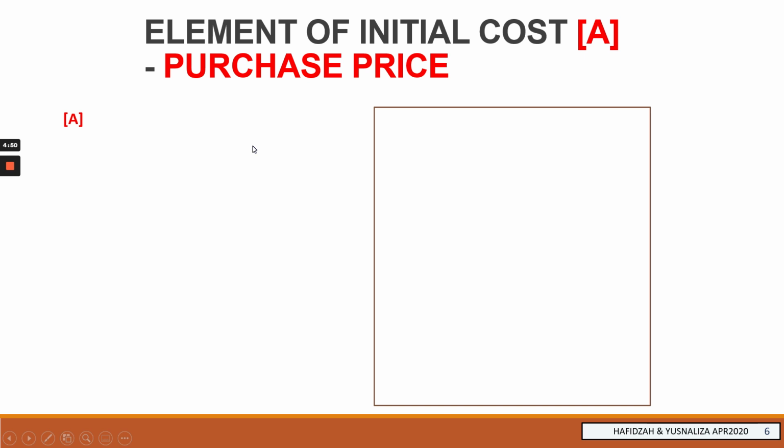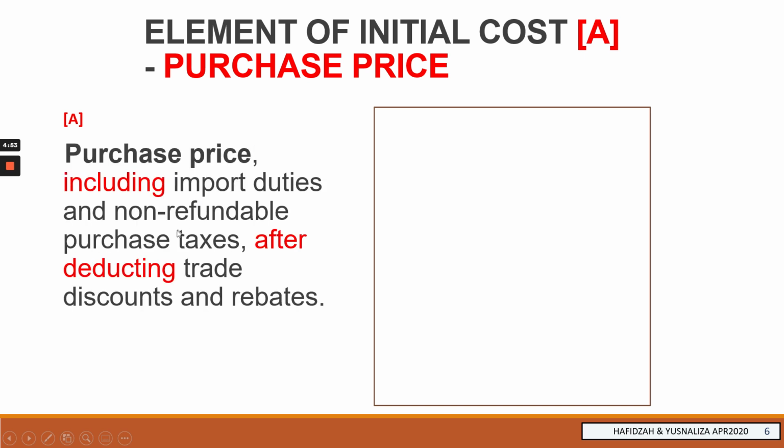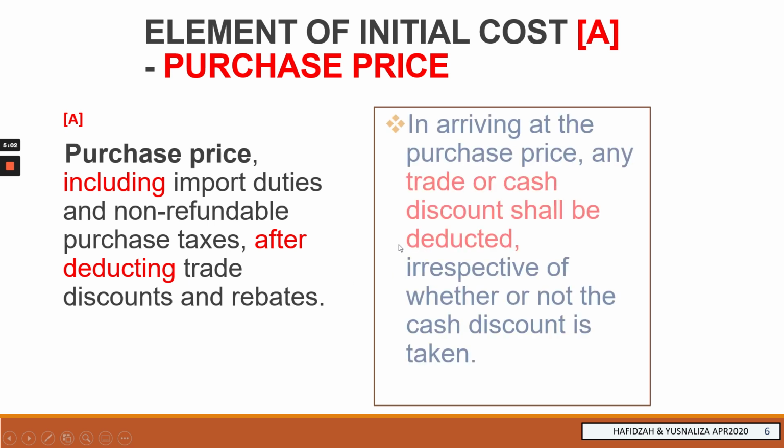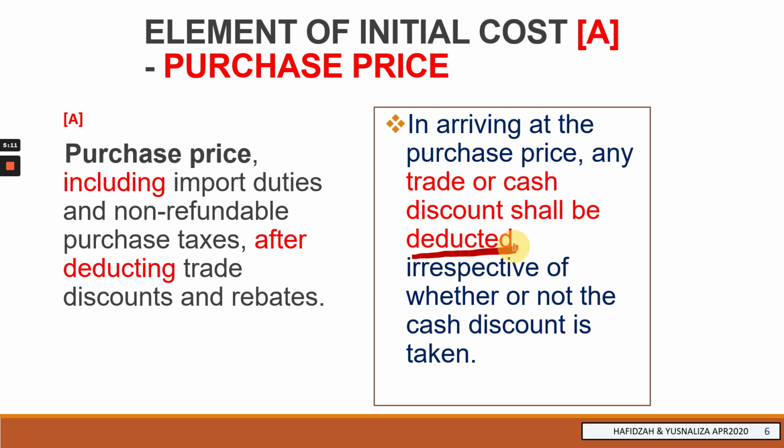Let's look at the first element, which is the purchase price. Purchase price includes import duties and non-refundable purchase tax, but must be deducted by trade discounts and rebates. In arriving at any purchase price, any trade or cash discount shall be deducted from the purchase price, the invoice price or the lease price, irrespective of whether or not the cash discount is taken.